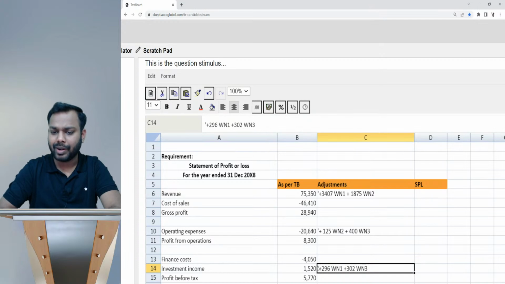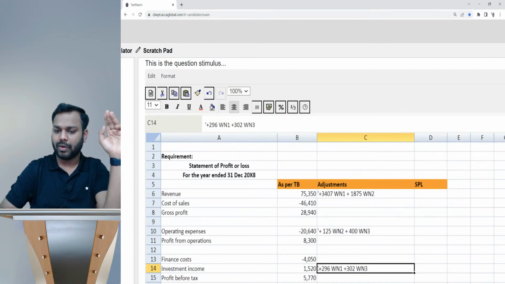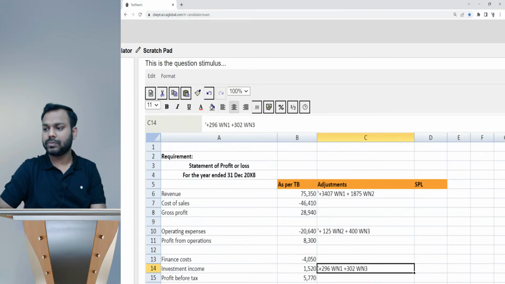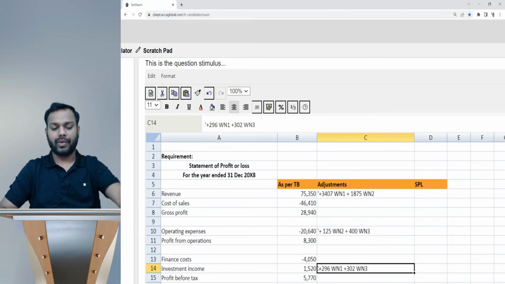Understood, guys? Is it clear, everyone? So working note number 1, 2 and 3 should be clear to everyone, I believe. Please confirm, guys. Okay, fair enough.